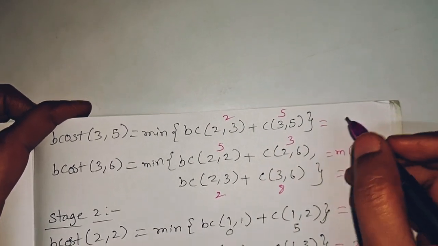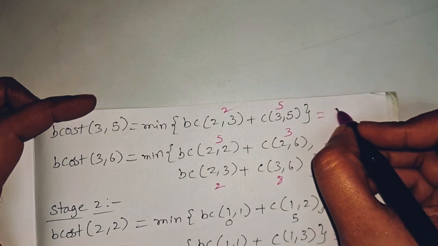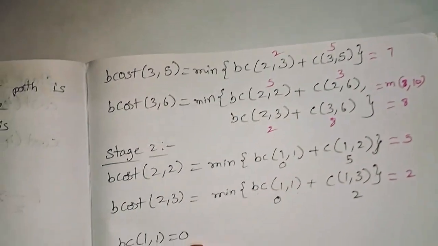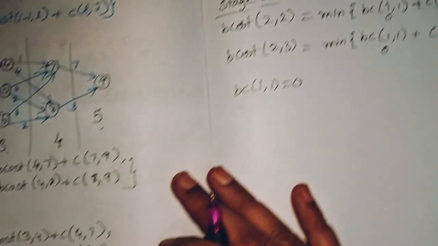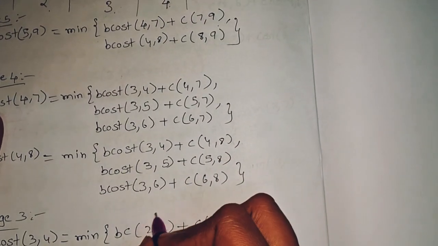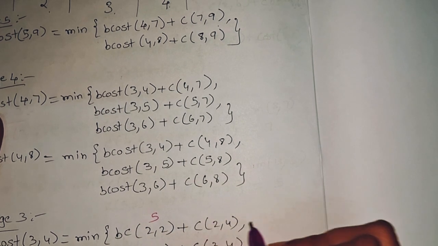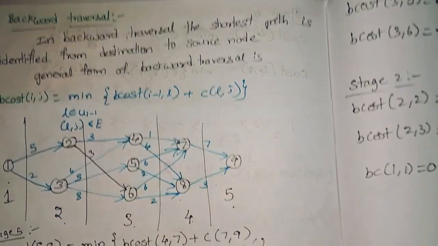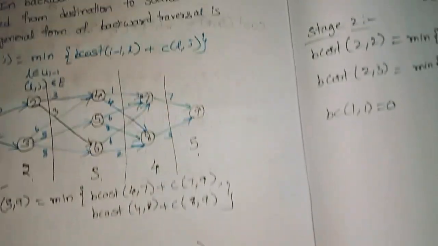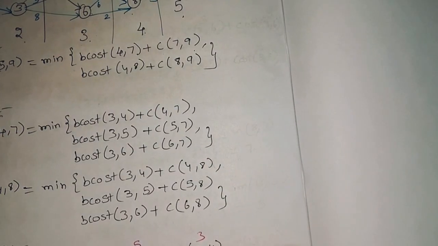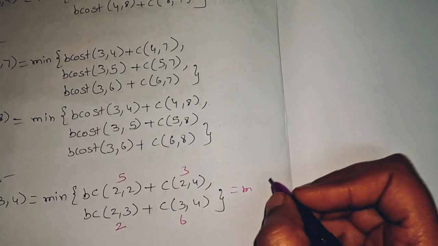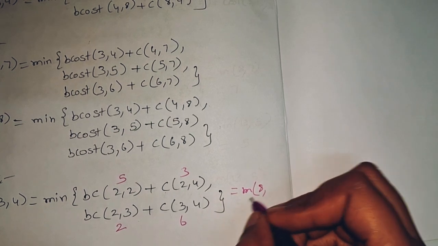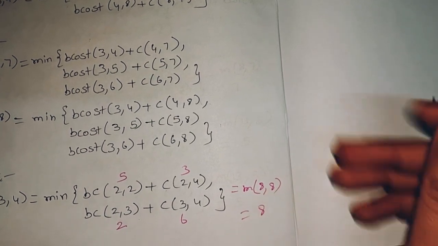Similarly here, backward cost of 3 comma 5 is 7. Next, again we substitute these values. We have 3 comma 4 here, right? Backward cost of 2 comma 2 is 5, and 2 to 3 is 2. C of 2 to 4 is 3, and 3 to 4 is 6. That means minimum of 8 comma 8, which is 8 only, right?